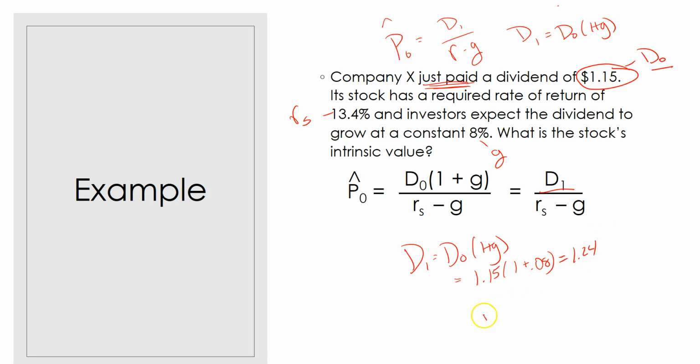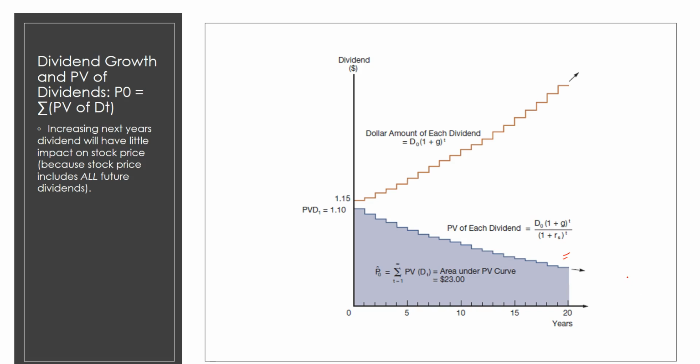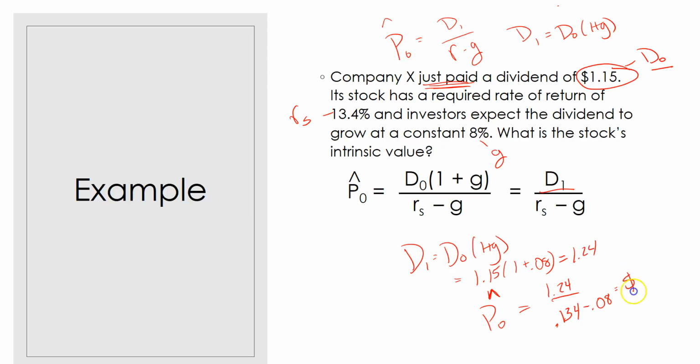Okay, so now let's go to our problem and use the Gordon model. The value of this stock is equal to the next dividend we would receive, that $1.24. This is our P hat. Divide that by the required return of 13.4% minus our growth rate of 8%. So when we work that out, we get $23. So the value of this stock today is $23.